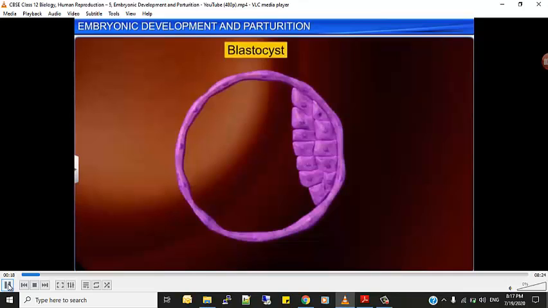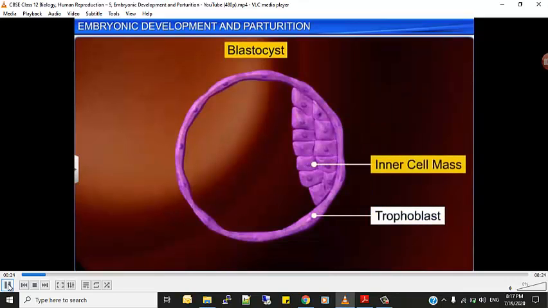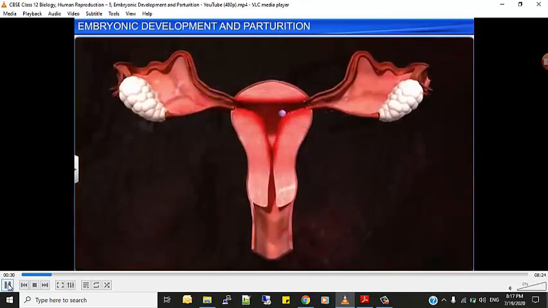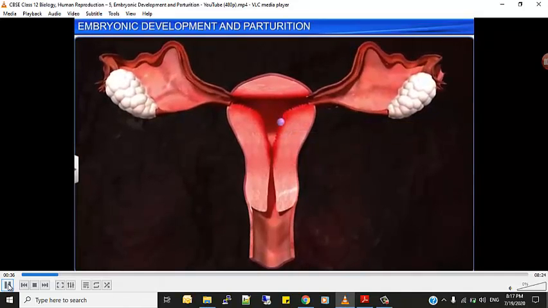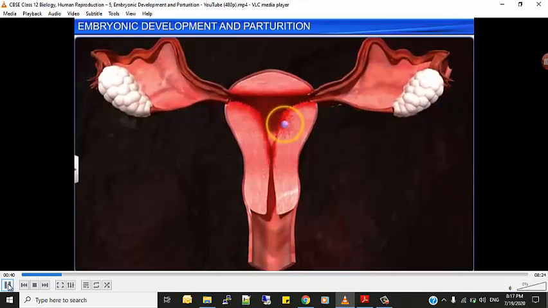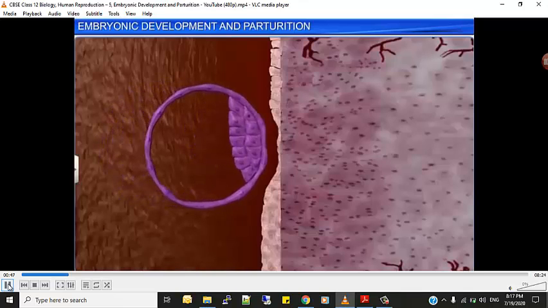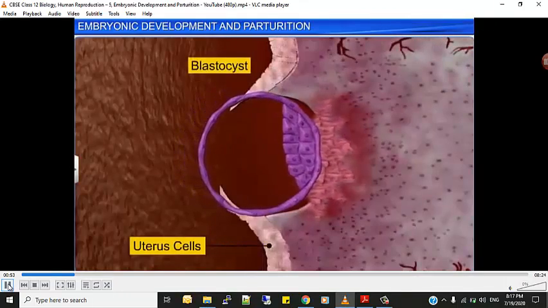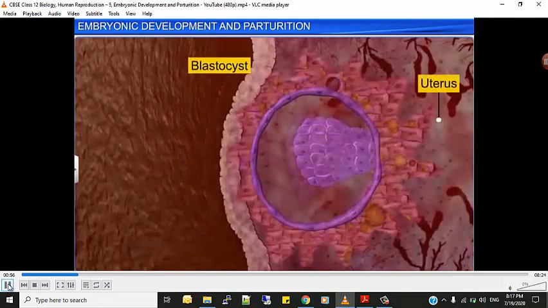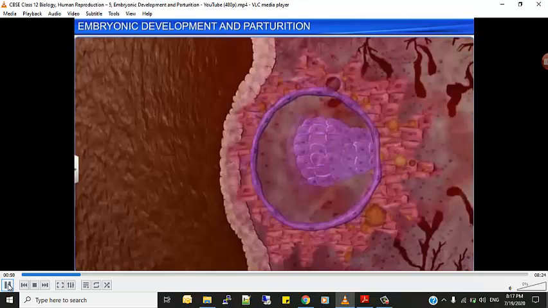undergoes cleavage and develops into a blastocyst, a ball consisting of trophoblast, an inner cell mass and a cavity called the blastocoel. It grows outwards and penetrates the endometrial lining of the uterus. The blastocyst with a developing embryo gets implanted in the uterus and pregnancy is initiated. After implantation, the trophoblast grows further, which causes the blastocyst to sink in and get covered by the cells of the uterus.